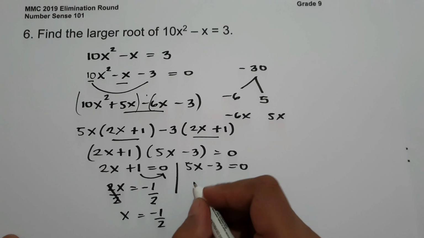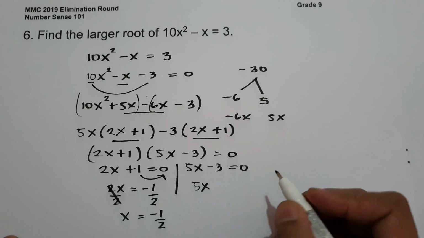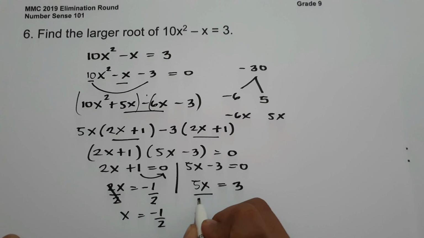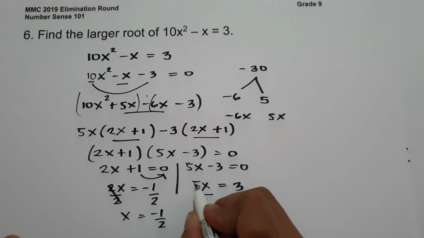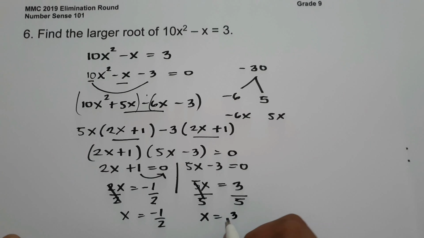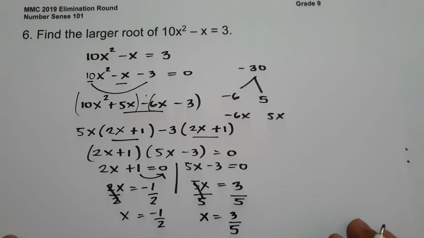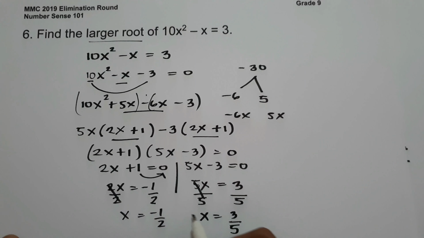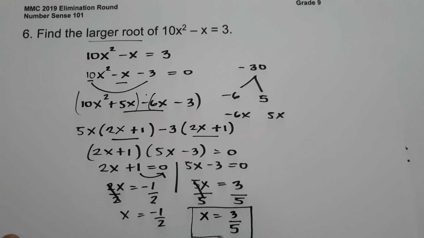And then 5x, let us move negative 3 to the side of 0. That is positive 3. Divide both sides by 5. So x is 3 over 5. Since we are looking for the larger root, the larger root is 3 over 5. And this will be our answer.